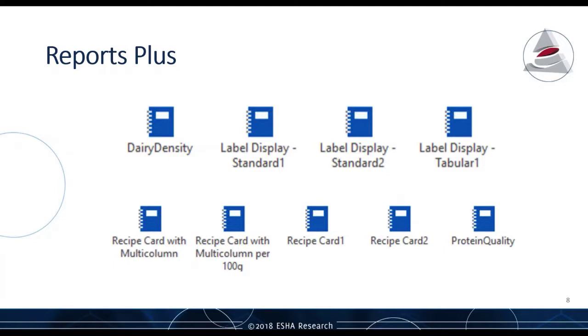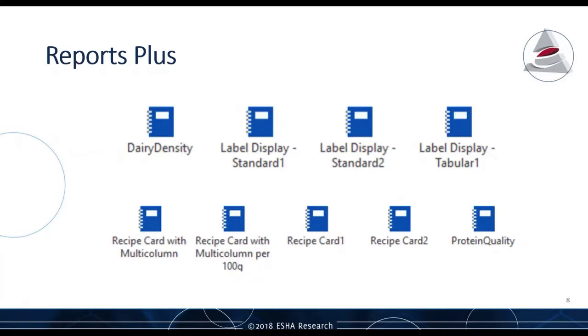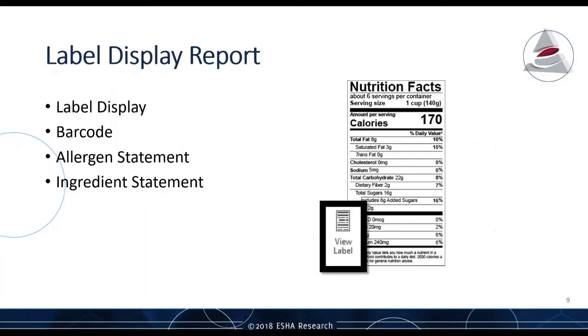So when you see the reports in Genesis, if you see a report with a blue icon, that's one of these. If you see one with an icon more specific to the report, it's going to be the standard reports. And then the last type of report is a report all on its own, and that's the label display report or the view label report.